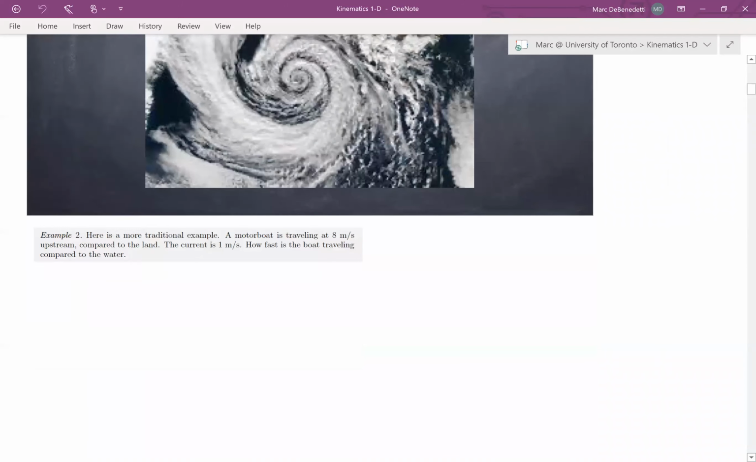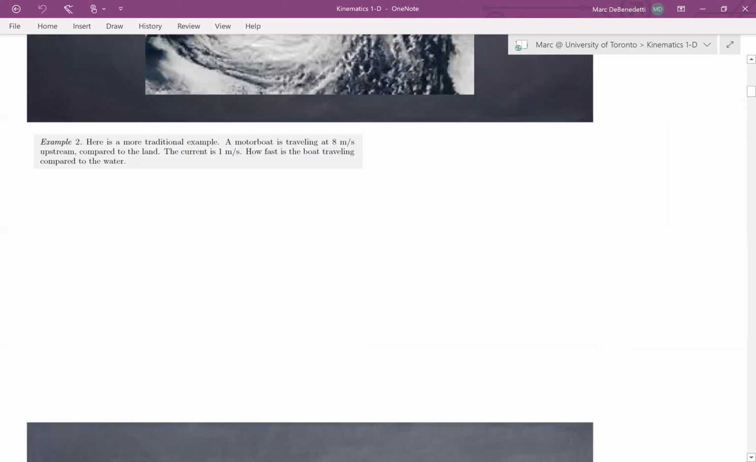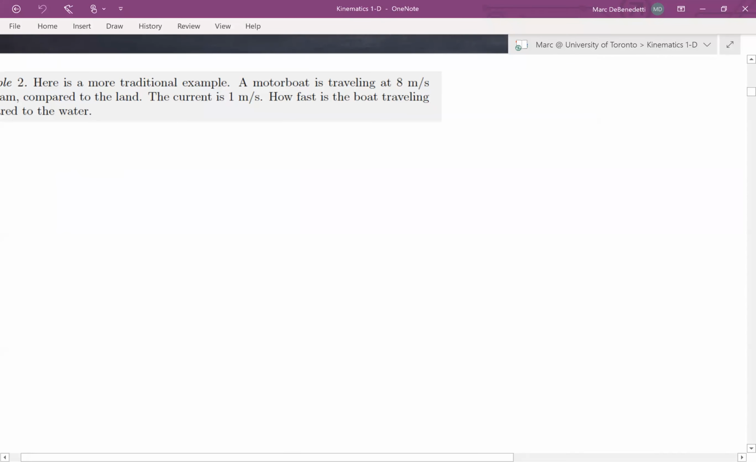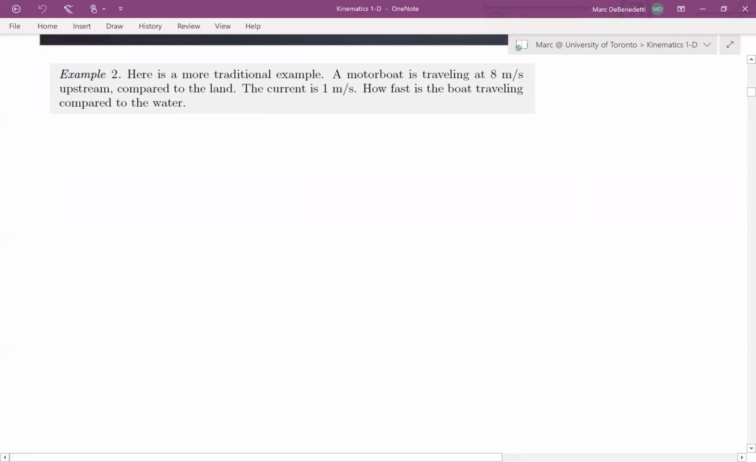So here, that's more of an abstract example. A more traditional example, I guess, of frames of reference would be something like here, example 2. So let me just zoom in a little bit. A motorboat is traveling at 8 meters per second upstream compared to the land.